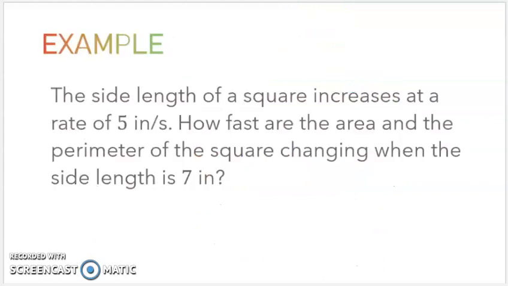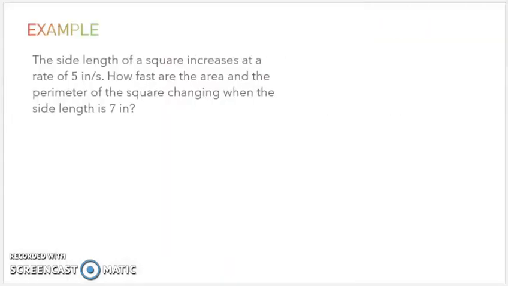Next example, the side length of a square increases at a rate of 5 inches per second. How fast are the area and the perimeter of the square changing when the side length is 7 inches? Let's identify the data given in this problem. We have the derivative of the side length with respect to time as positive 5 inches per second, positive because the change is an increase. Another given, we have the side length s is 7 inches.